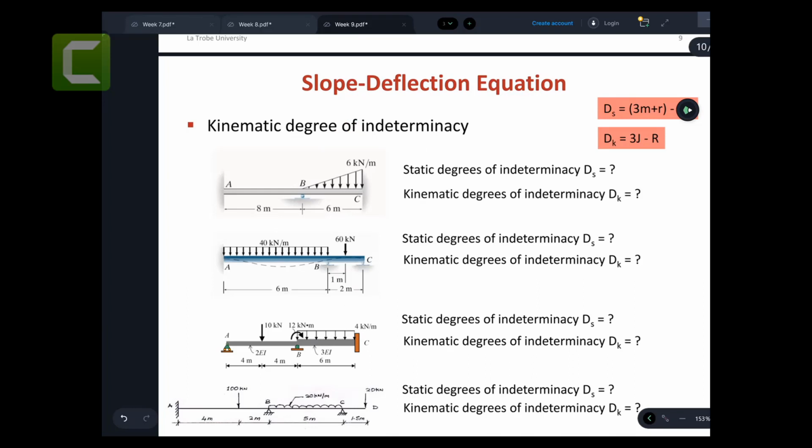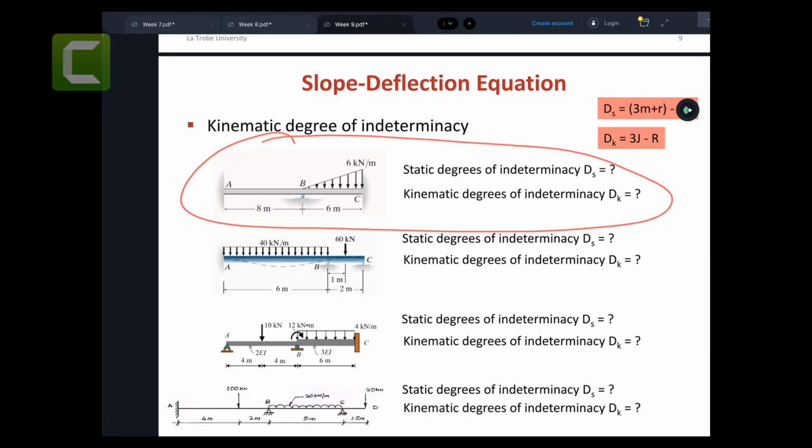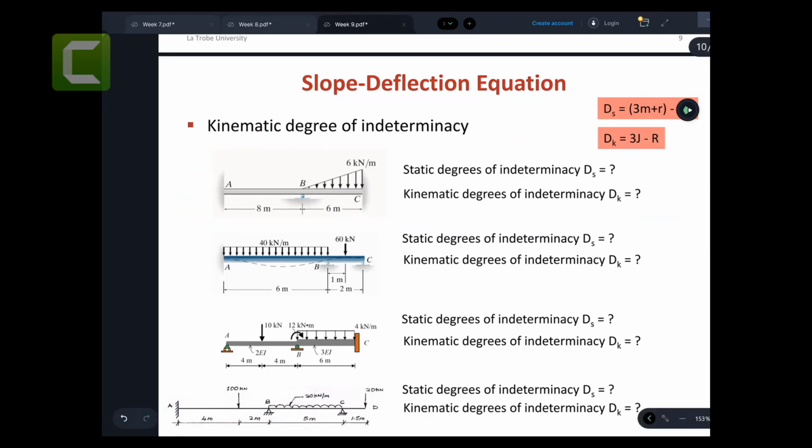Now you all raise your thumbs up. Can you all please solve this one for me? What is the static degree of indeterminacy and what is the kinematic degree of indeterminacy? Equations, by the way, are given on the top if you want to use them. But if you understand the story, can you please put your answer in the chat or say it by unmuting? You have a couple of minutes to test your knowledge.